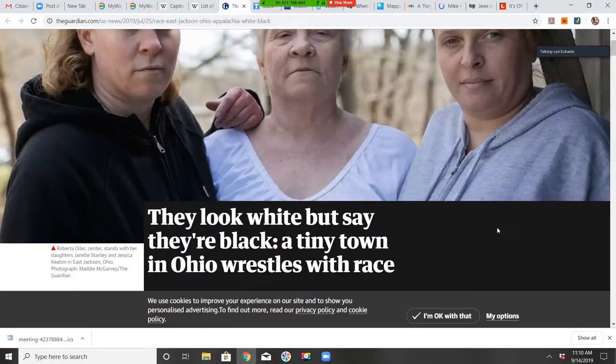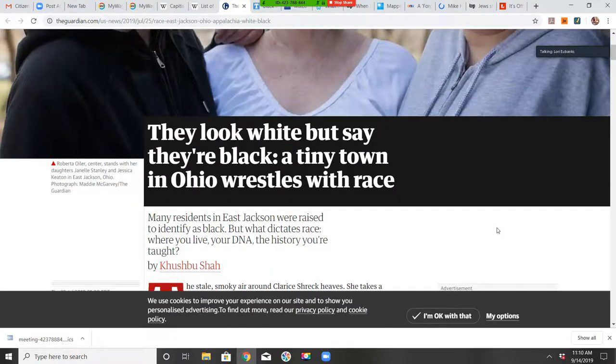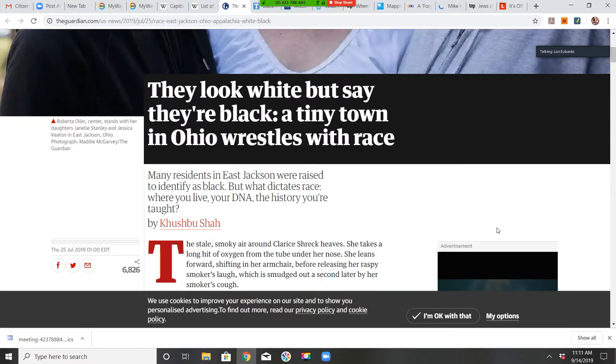Why would they think that? I think that's kind of ridiculous. I think the biggest part of this article is, remember, I say that education is the source of this country's understanding about race. And this says many residents in East Jackson were raised to identify as black. Weren't you raised to identify as black? I was. Yep. Don't we teach our kids?